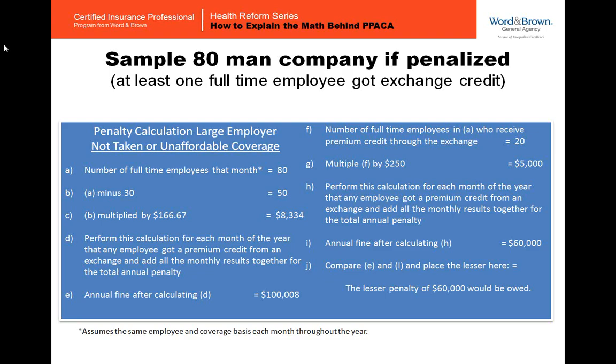By the way, someone is probably thinking at this point that that's not fair. Just one person, what if you have one knucklehead who wants to go to the exchange just to cause trouble for the owner? Well, if you only had one person doing it, obviously on the right-hand side then, category F in your analysis, number of full-time employees who receive premium credit through the exchange, would only be one person, meaning there would only be a $3,000 penalty at the most. And we're not even sure that person would actually get the premium tax credit because he may not meet certain conditions.